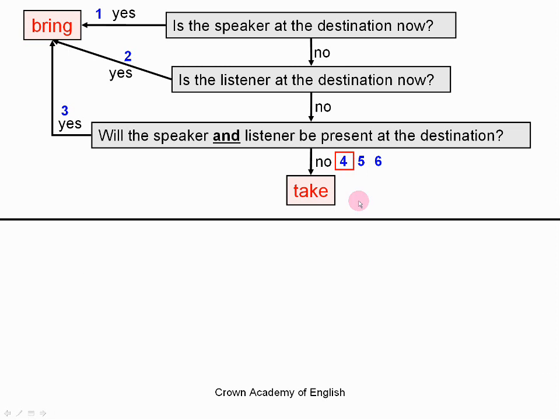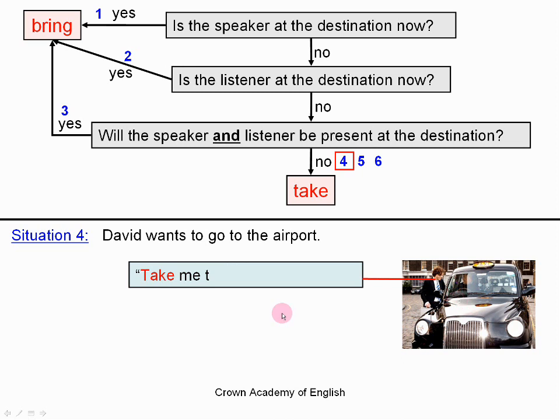Now let us look at situation 4. David wants to go to the airport. So this is David, and he's asking a taxi driver, "Take me to the airport, please." So, is the speaker at the destination now? No. David is in the street. Is the listener at the destination now? Well, the destination is the airport, and the answer is no. The listener is in a taxi.